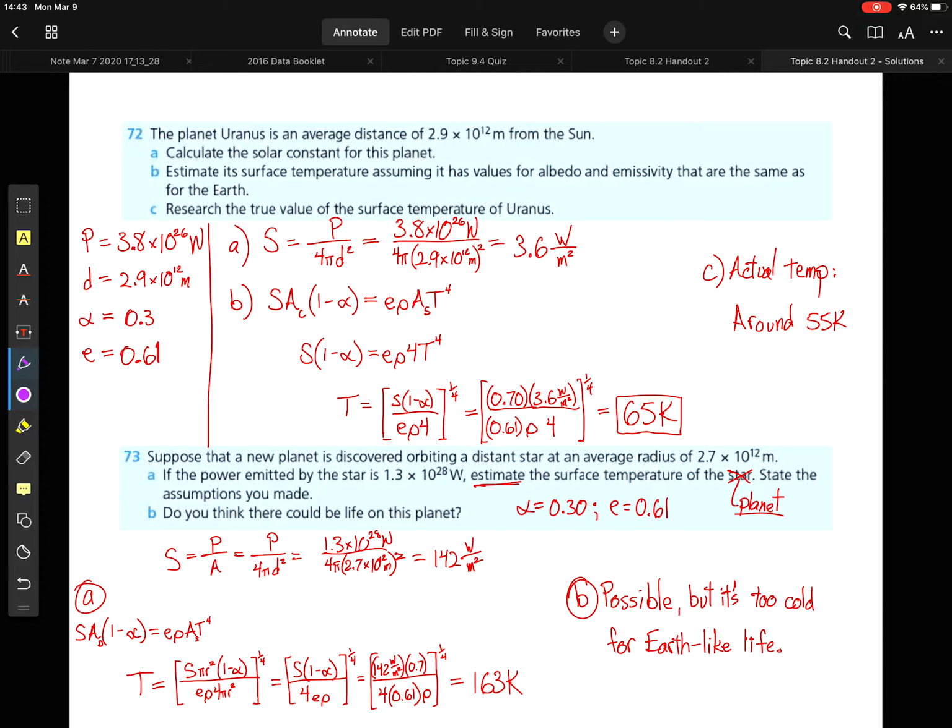72, we are asked to calculate the solar constant for Uranus, or Uranus if you prefer.